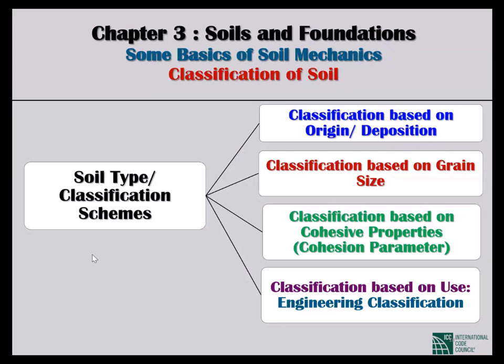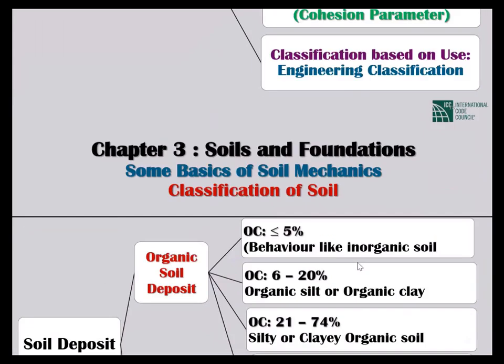So we actually have four important criteria depending on which soil can be classified. Number one, classification based on origin or deposition; classification based on grain size; classification based on cohesive properties; and classification based on use. We usually call it engineering classification. So these are the four classification criteria.